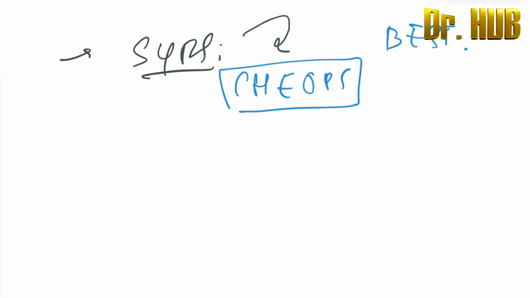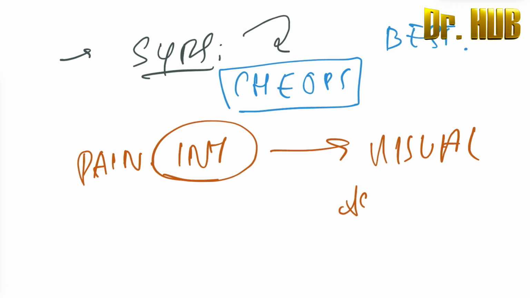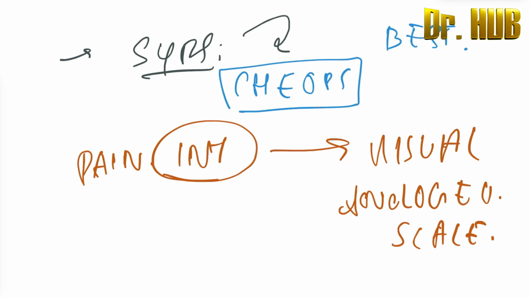Then there is the visual analog scale, which is most widely used to measure the pain intensity. So if you're measuring the intensity, it will be the visual analog scale. This is best for the intensity.